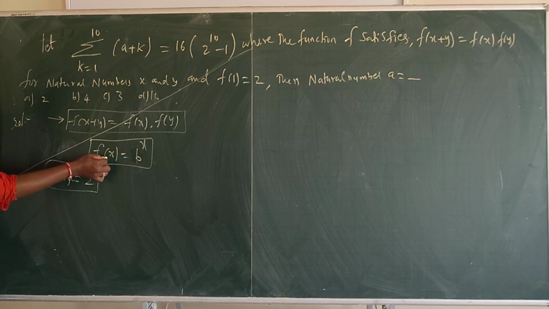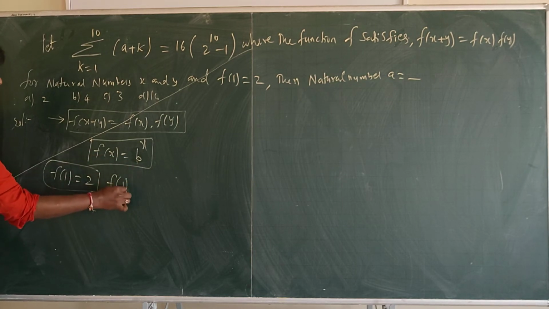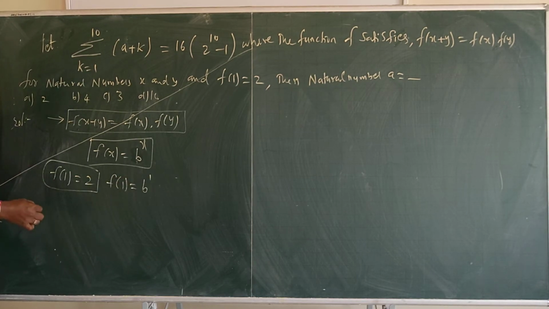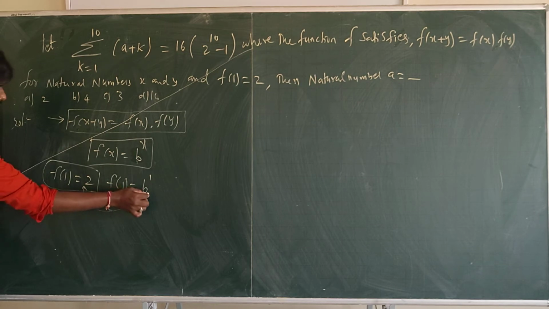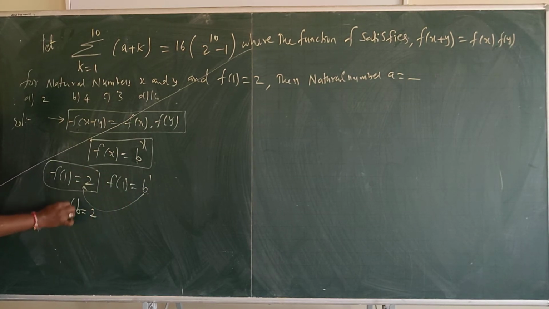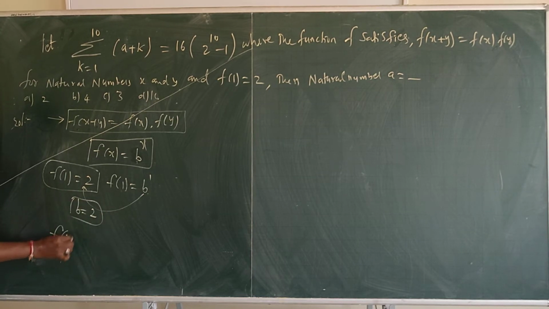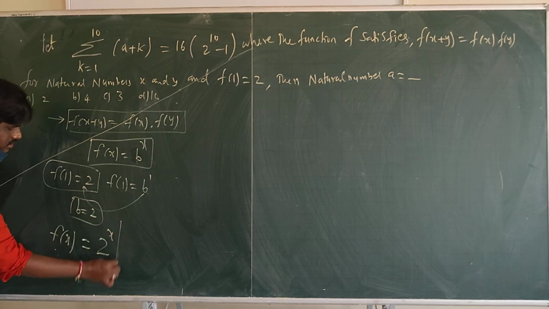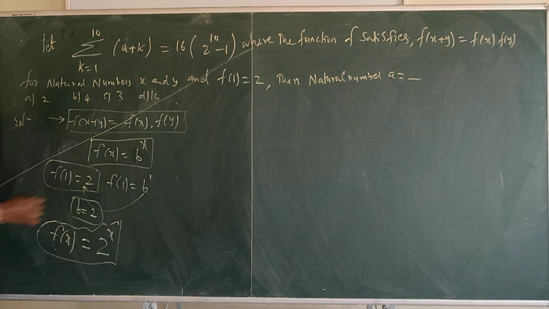So f of 1, if I substitute in this, I get f of 1 is equal to b power 1, that is b. So I get the b value here as 2, because f of 1 is b here and f of 1 is 2 here. So b is equal to 2. Therefore I got the function f of x is equal to 2 raised to power x. This is the exponential form you got.